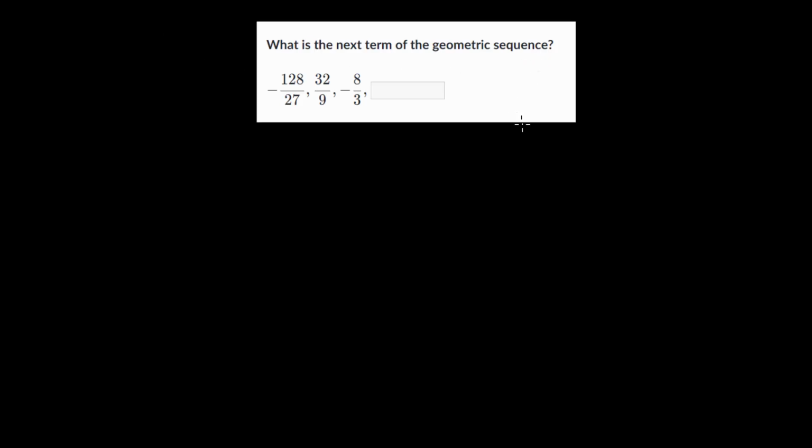So for this video, we're going to look at two challenge problems where we're given a geometric sequence that will contain mostly fractions, and they may even have negative numbers, and we need to figure out the next term. So for all of these problems, remember our main goal is to find the common ratio in this geometric sequence.